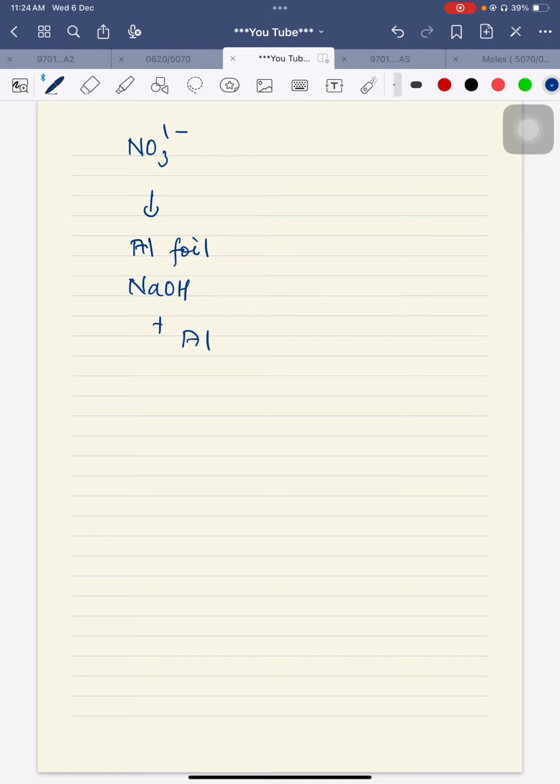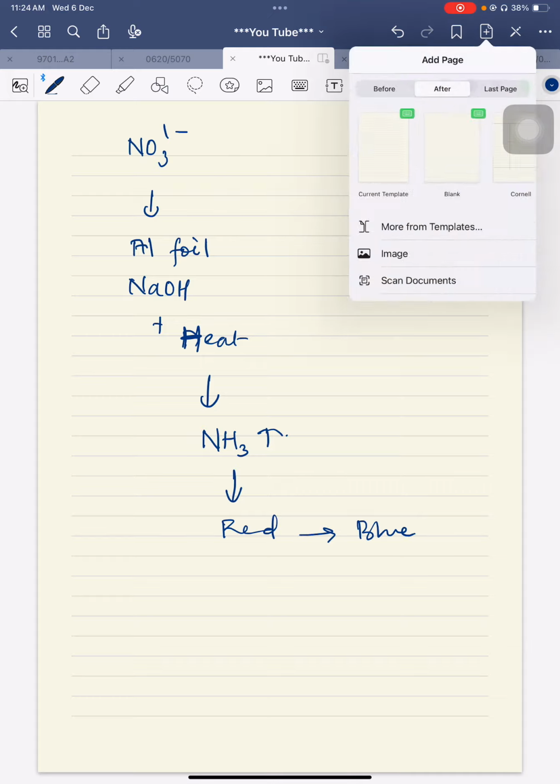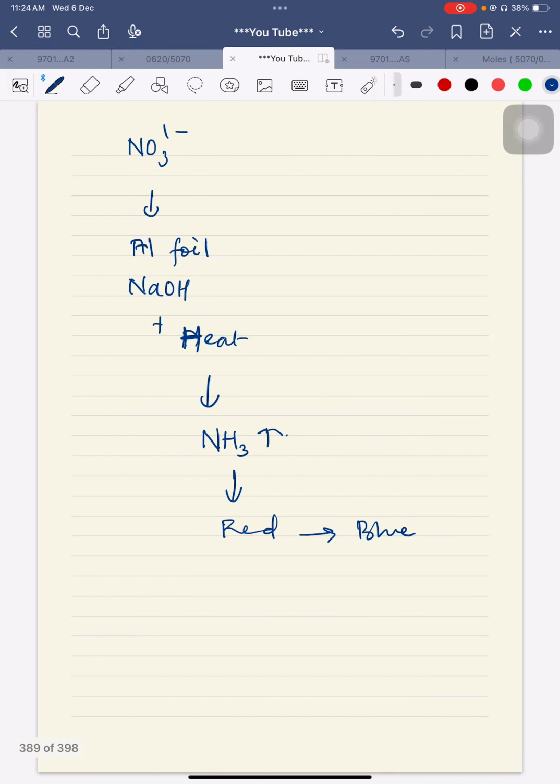So we have to do this whole thing, and when we are going to heat it, what gas will be formed? Ammonia gas will be formed, and ammonia gas will turn red litmus paper blue. So this is how we are going to perform the test for nitrate.